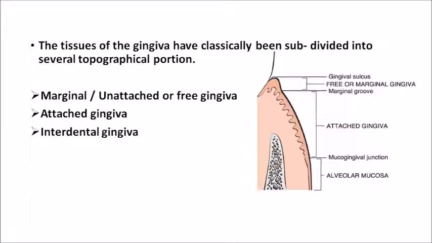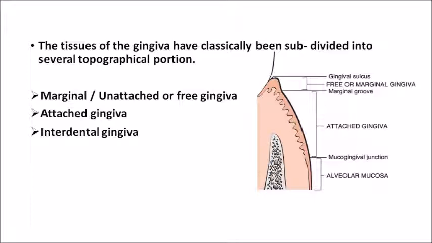Apical to that starts the attached gingiva. This is firmly attached to the underlying periosteum. Then in between two teeth you have the interdental gingiva. This interdental gingiva has marginal gingival portion bordering it and the attached gingival portion in its center. So interdental gingiva is a topographical portion which has portions of marginal gingiva as well as attached gingiva in it. See the figure, there is a marginal gingiva, there is an attached gingiva.